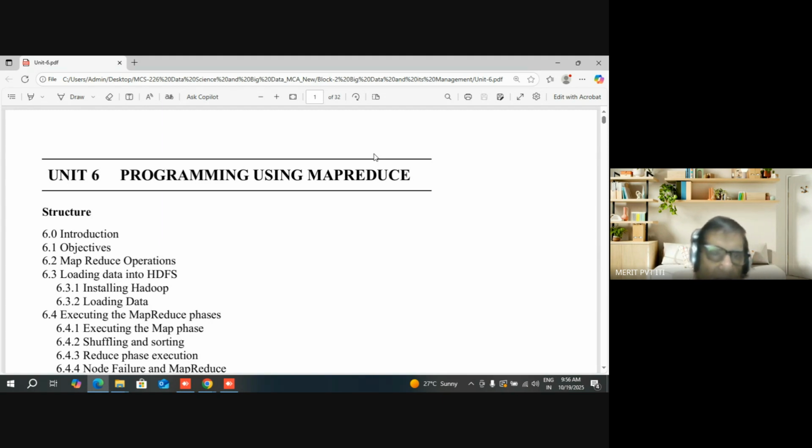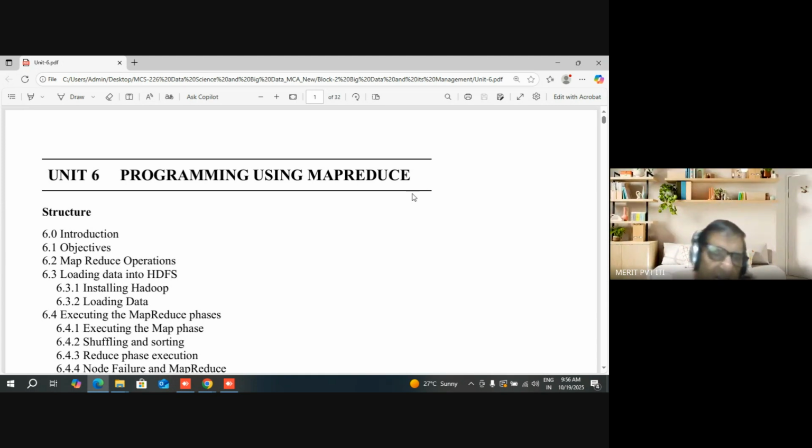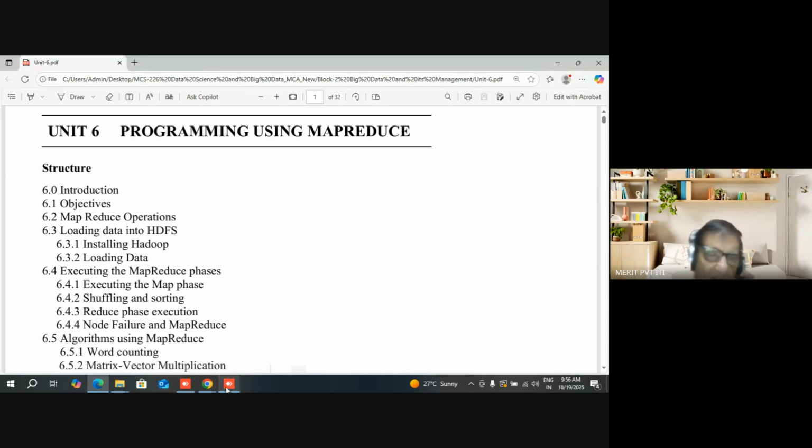So okay children, let us see programming using MapReduce. Yes, sir. Now we go to unit 6, programming using MapReduce. Okay, so this is the introduction, objective, MapReduce operation, HDFS, all these things are there.